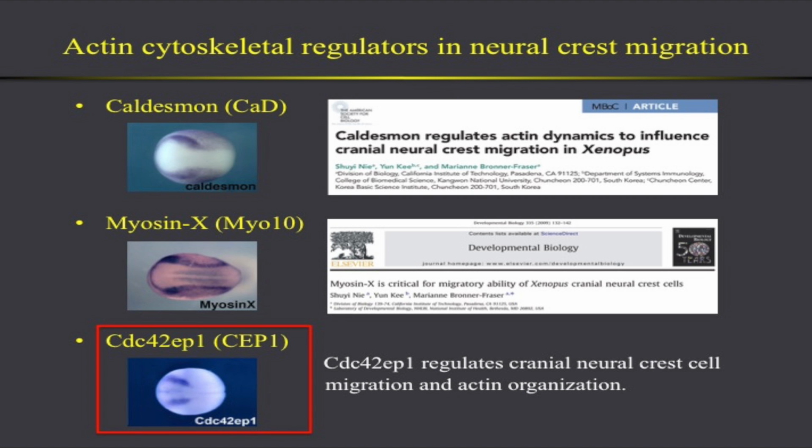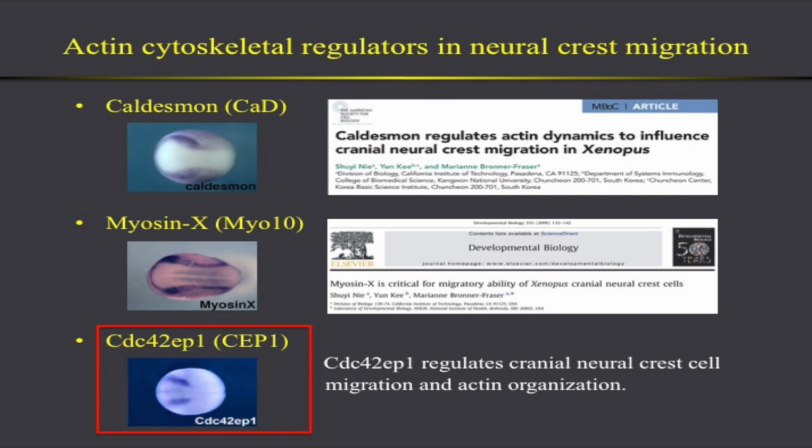I found that all three actin regulators are actually required in neural crest cell migration, although they display somewhat different activities. For example, caldesmon is involved in the directionality of neural crest cell migration. On the other hand, myosin 10 seems to regulate neural crest migration through mediating cell-cell and cell-matrix adhesions. Today, I'm only going to focus on this unpublished work on Cdc42 effector protein 1 and tell you a story about how CEP1 regulates neural crest cell migration.